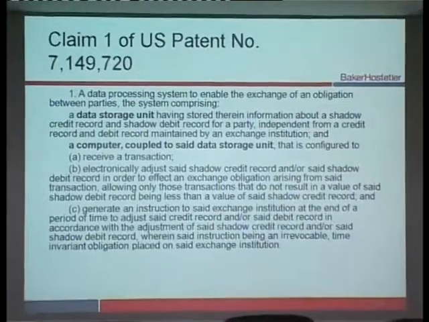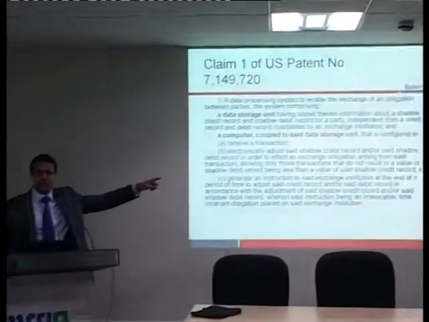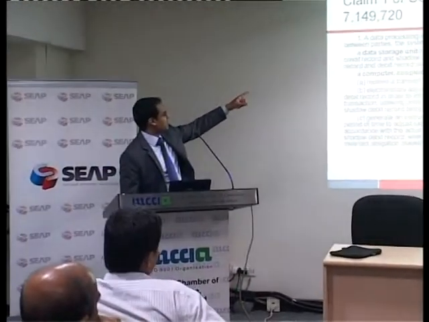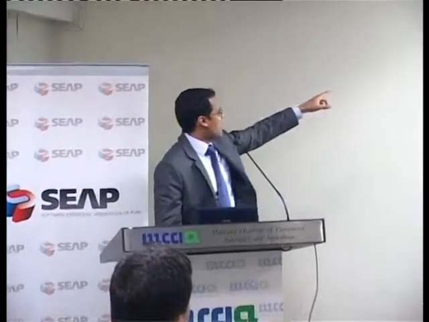And they say comprising a data storage unit. You see, they were tying it to the hardware. A data storage unit having stored therein information about a shadow credit record. And then a computer coupled to the data storage unit that is configured to do several steps. So they have the data storage unit and a computer coupled to the data storage unit. Okay, that's how they were tying it to the machine.